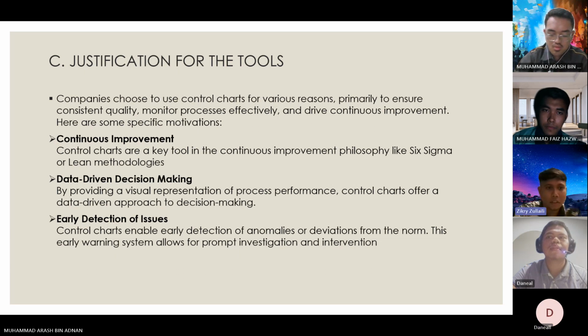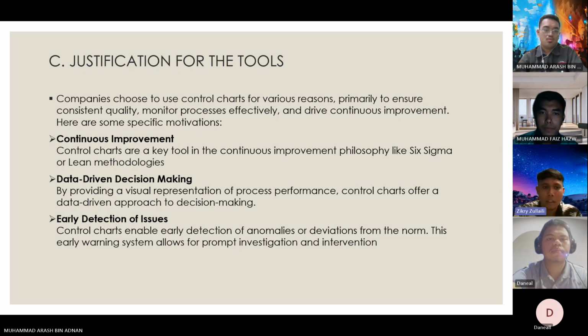So, the justification for the tools. Companies choose to use control charts for various reasons, primarily to ensure consistent quality, monitor process effectively, and drive continuous improvement. Here are some specific motivations. First, continuous improvement. Control charts are a key tool in the continuous improvement philosophy, like Six Sigma or Lean methodology.